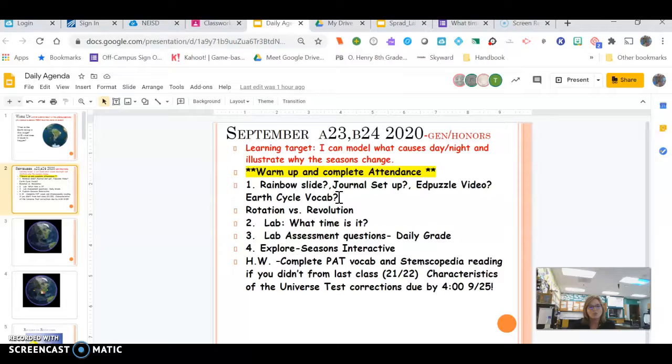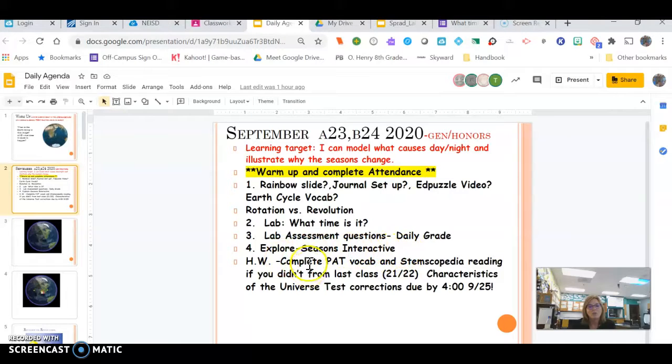Make sure that you understand them. Okay, next thing is we're going to find out the difference between rotation and revolution, because they both deal with round spinning, going in circles, but they cause two different things to happen. So we're going to distinguish between those two terms. We're going to do a lab called What Time Is It? You're going to answer some questions that will be your daily grades. You need to make sure you're paying attention. And then the last thing, you're going to start exploring some seasons interactive.